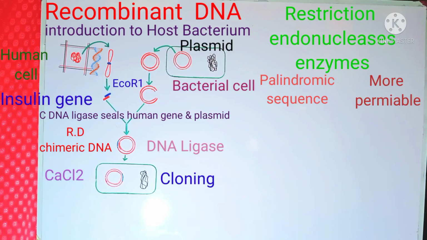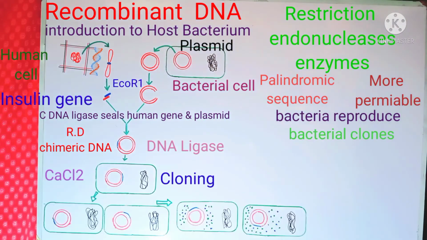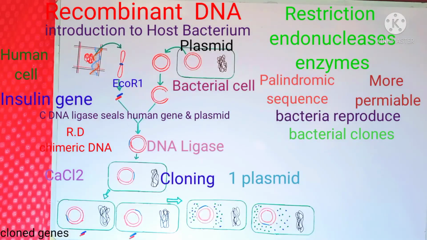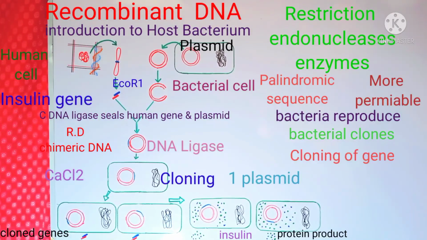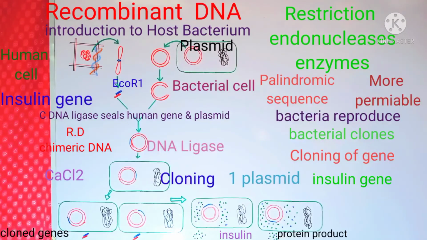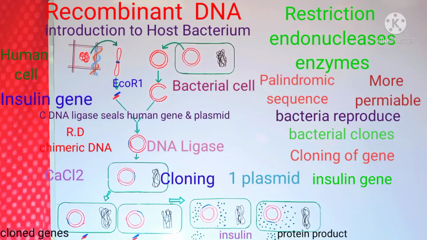Then cloning occurs. These bacteria reproduce and bacterial clones are formed. Each new bacterial cell contains at least one plasmid. Therefore, each bacterium contains the gene of interest which will express itself and make a product. From these bacterial clones, cloned genes can be isolated for further analysis and protein products such as insulin can be separated. This is the whole mechanism of cloning of a gene such as the insulin gene. So a clone can be a large number of molecules such as cloned genes, or cells such as cloned bacteria, or organisms that are identical to the original organism.